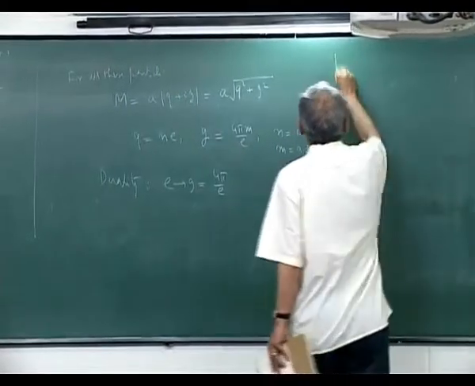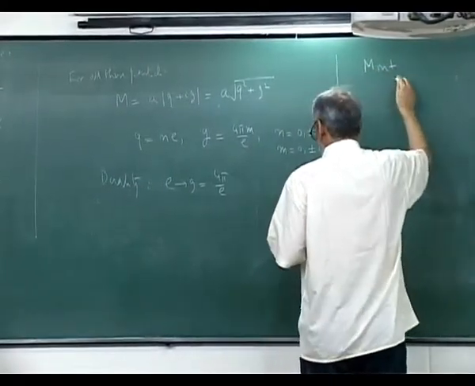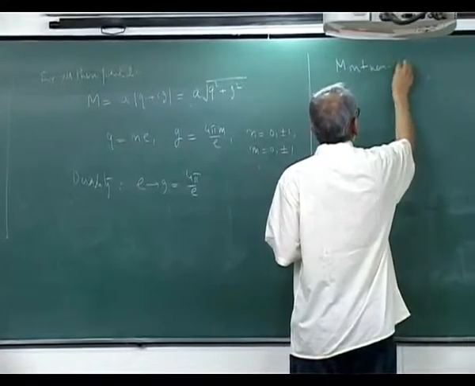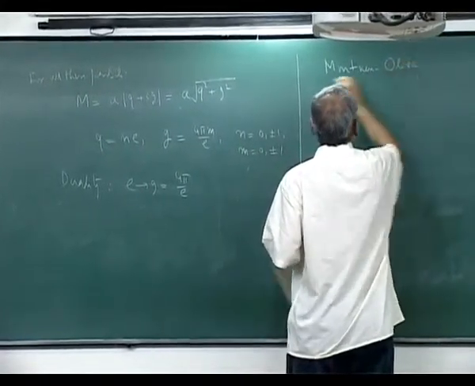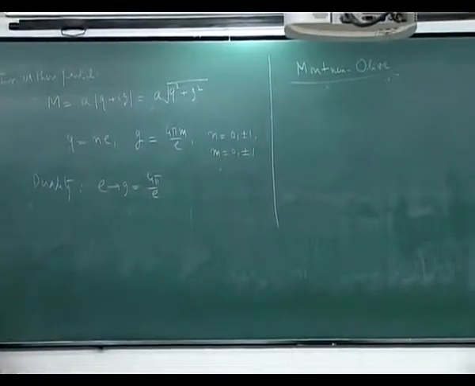Now looking at this, there's a gentleman called Montonen and another called Olive. They made a conjecture.